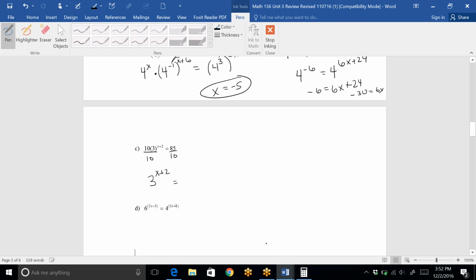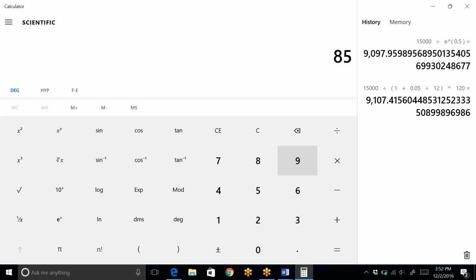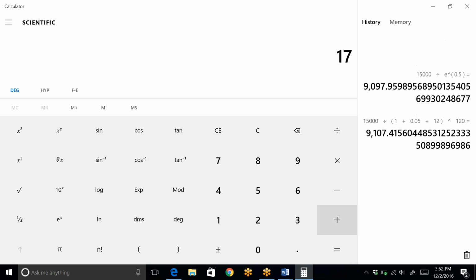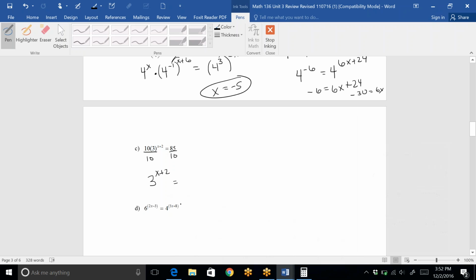And these are both divisible by 5. 85 divided by 5 is 17. So that would be 17 over 2. And obviously 3 and 17 over 2 are never going to be the same base. If this happens, you need to apply a log because you have a variable in an exponent and you can't get rid of the bases. So that means we have to use the log so that we can pull that power to the front.